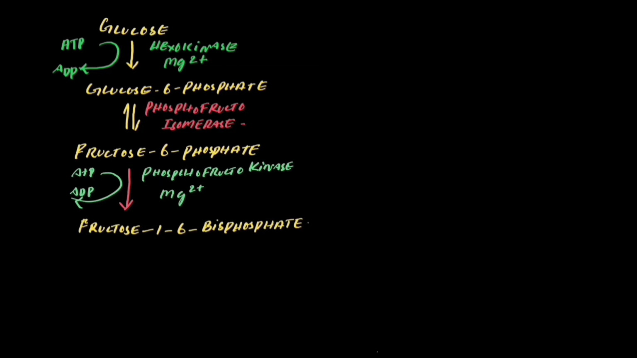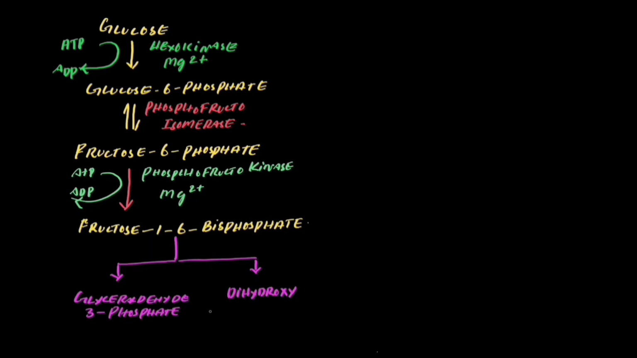Number fourth step in the glycolysis involves the cleavage, in which the fructose 1,6 bisphosphate is cleaved to produce three carbon molecules, that's glyceraldehyde 3 phosphate and dihydroxyacetone phosphate. And this reaction is catalyzed by an enzyme called aldolase.